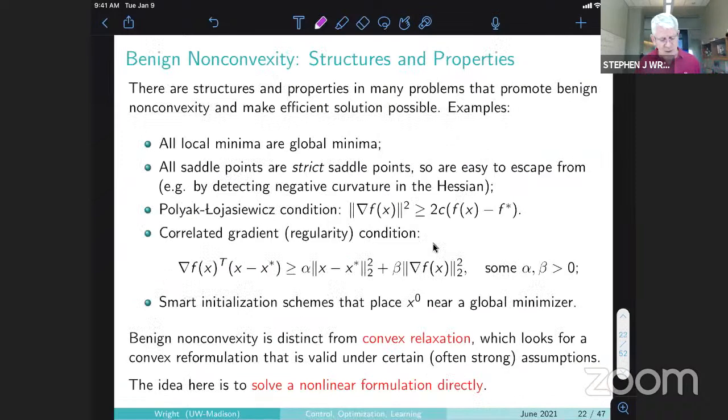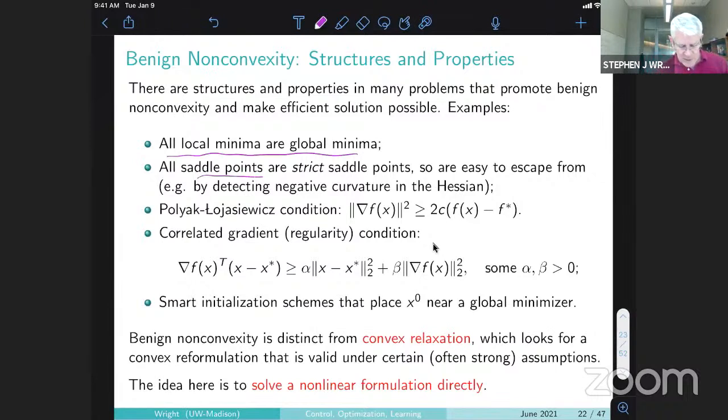Well, there are certain structures and properties that people note in these easy non-convex problems that seem to be the properties that make them easy to solve. Here's one that you see in some learning applications. Sometimes all the local minima are actually global solutions. They all have the same objective value. There are matrix optimization problems like that.